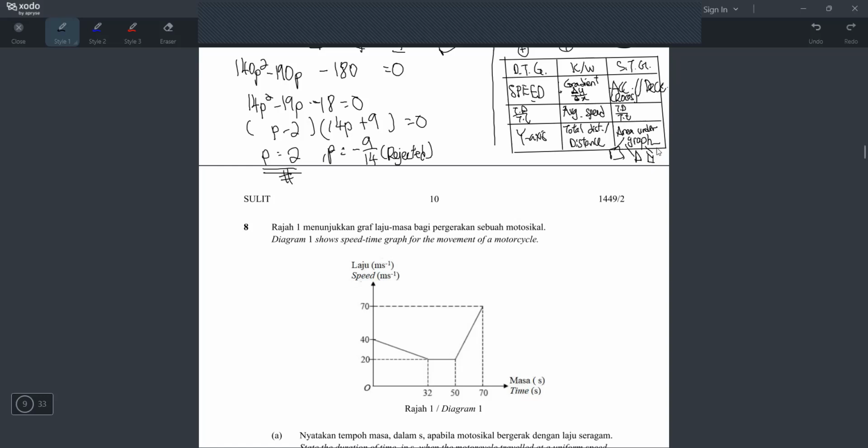But sometimes your trapezium can be lying down like this. Okay, and you need to know how to find a formula for area to find all this shape. Okay, but don't worry, I will show you later.